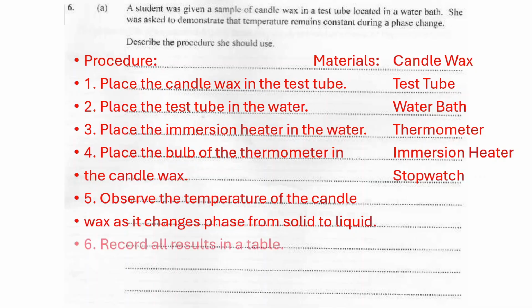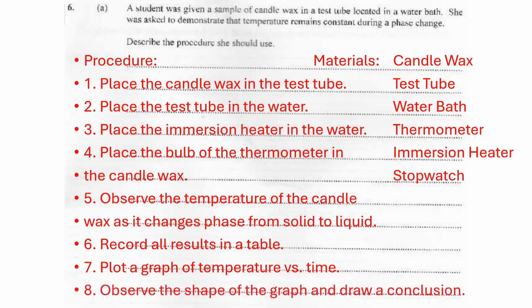That's step 5. Step 6, you would record all results in a table. Then step 7, plot a graph of temperature versus time. And step 8, observe the shape of the graph and draw a conclusion. You should see that while the candle wax is changing phase, your graph would have a horizontal portion, and that would show how the temperature remains constant during a phase change.